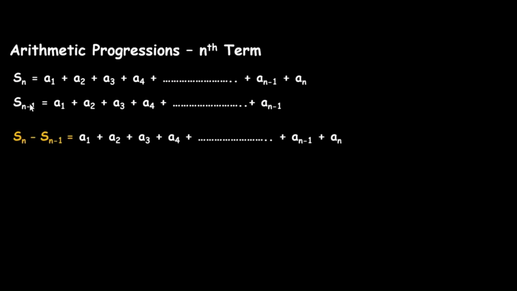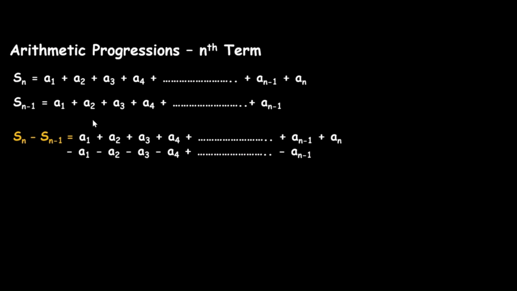So if we subtract S(n-1) from S(n), S(n) would be all the terms up to a(n), and S(n-1) would be all the terms up to a(n-1). And because we are subtracting, the signs of the terms will change. Positive a1 will become negative a1, positive a2 will become negative a2, positive a3 will become negative a3, and so on. And positive a(n-1) will become negative a(n-1).